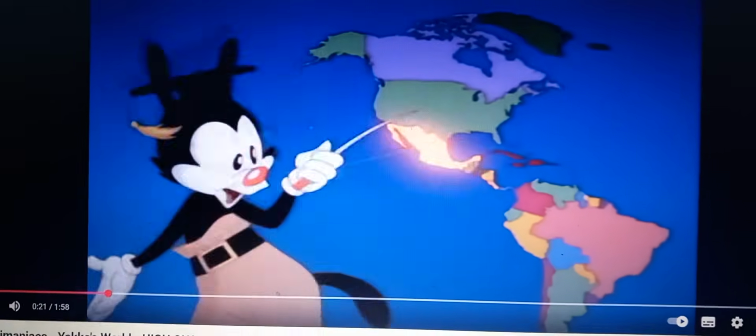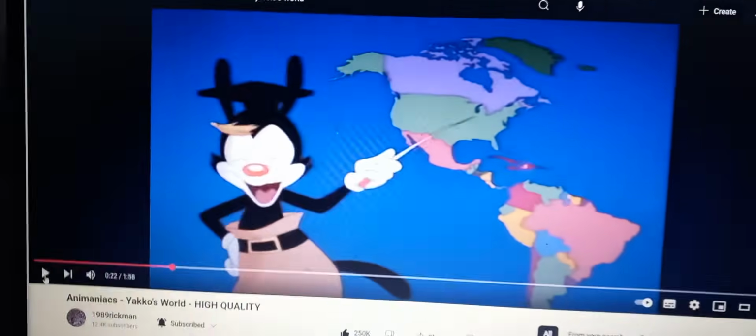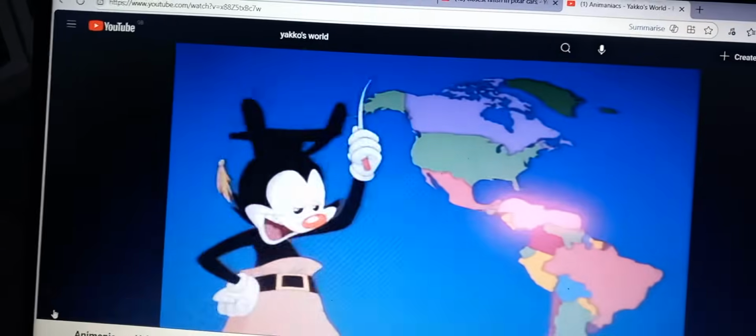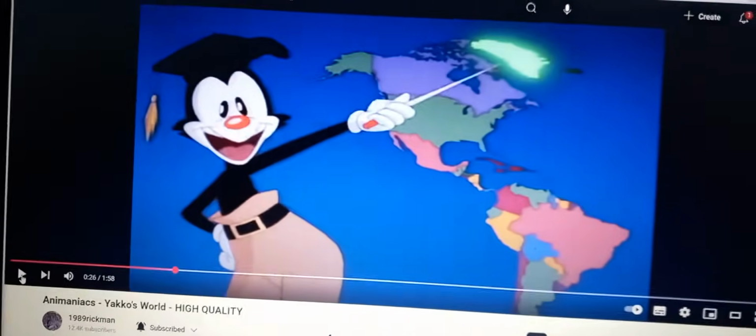United States, Canada, Mexico, Panama, Haiti. The border between Haiti and Dominican Republic isn't visible. Jamaica, Peru, Republic Dominican. It's Dominican Republic, not Republic Dominican. In Cuba, Caribbean. Caribbean is a sea, not a country. Greenland. Greenland is a territory of Denmark, not an independent country.